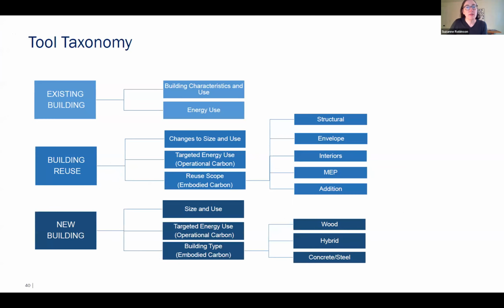So the taxonomy of the tool is basically you go through some easy interface questions, some questions around your existing building, some questions about if you're going to reuse the building, what you're kind of targeting, what you're potentially going to scope of work when it comes to your structure, envelope, interiors and stuff. And then if you were going to build new, what would you be considering when you're building new? You know, whether it was your conventional structural material or maybe mass timber.